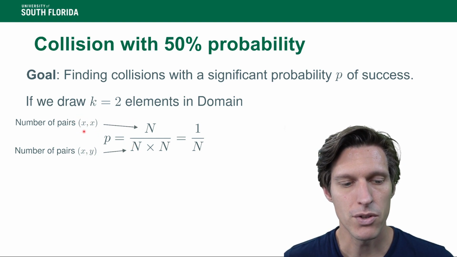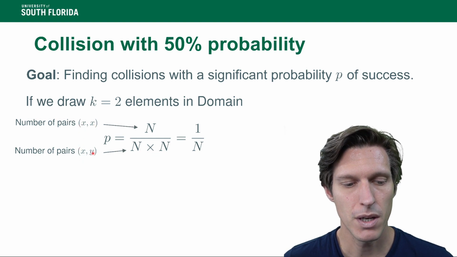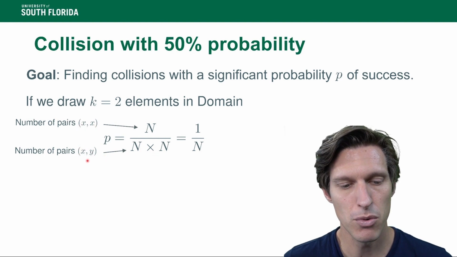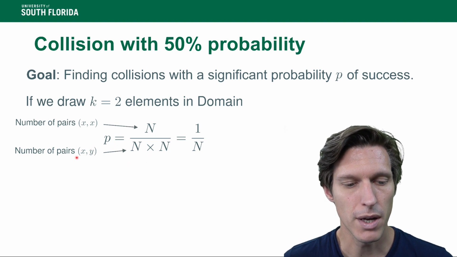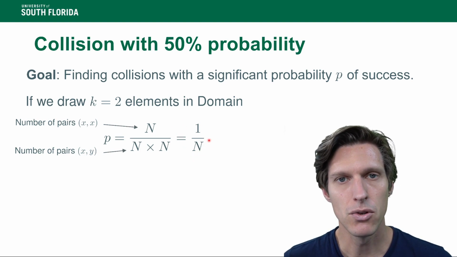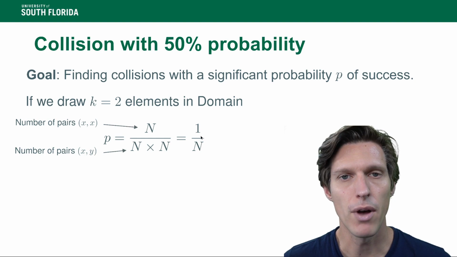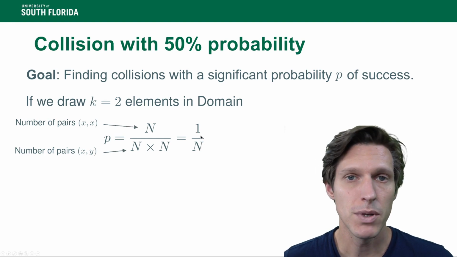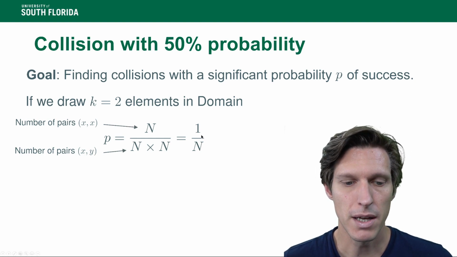This is what you want, the 2 images that are the same. And then these are the number of times, the number of elements that you have of the form xy, where x and y are arbitrary. So this gives you the probability that if you draw 2 elements and your range has size n, you have 1 over n, okay? So that's typically going to be small as n grows.